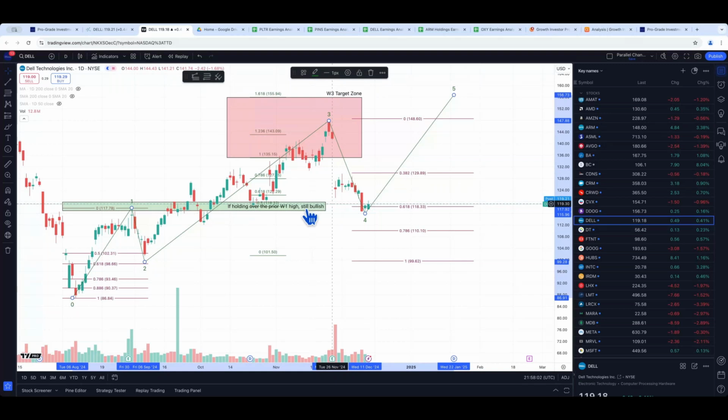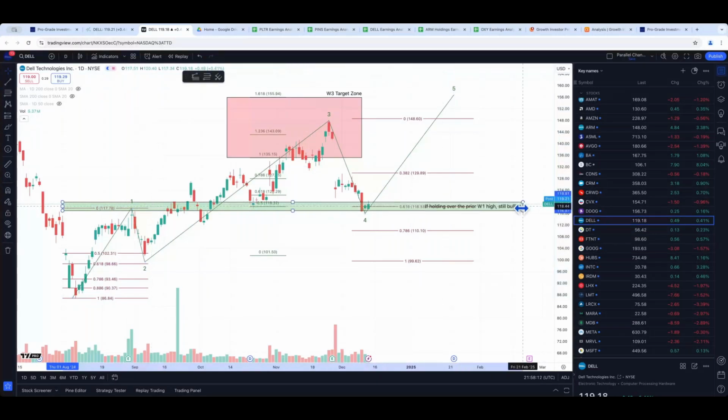And we can get all religious about it, to the cent of the dollar, all of that. But my own view is if it's in the region of the prior wave 1 high and holds there for support, you're probably okay. DELL is right there, and on a day when the market was fairly weak, DELL was up a touch, and it closed at 116.